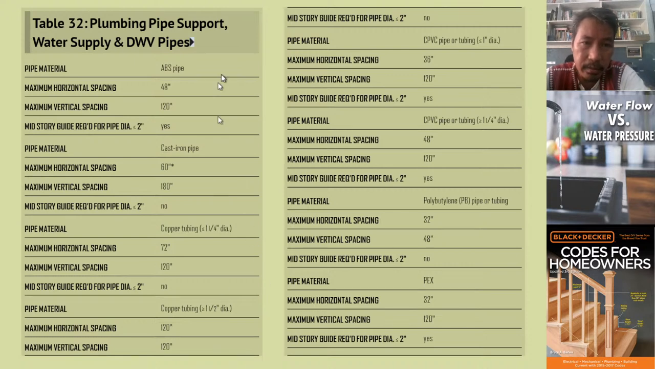So, DWV. What do you mean by DWV? Drain waste vent. Drain waste vent pipes. Water supply, drain waste vent. These are the two systems that we install or we plan, we draw in the plumbing plan. So these are the plumbing pipe support and pipes. ABS, pipe material.